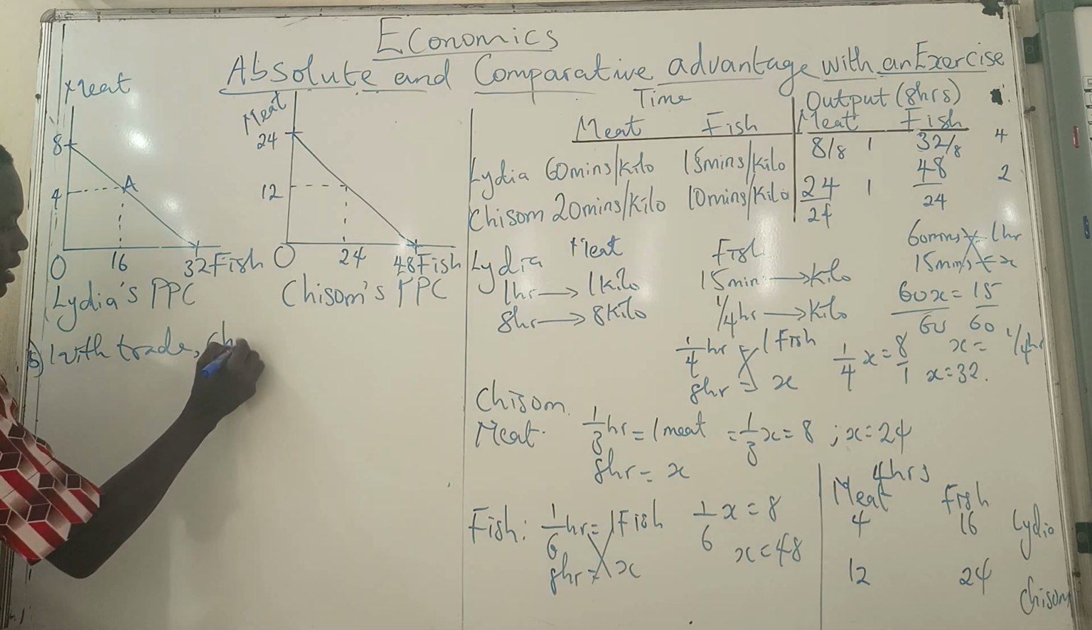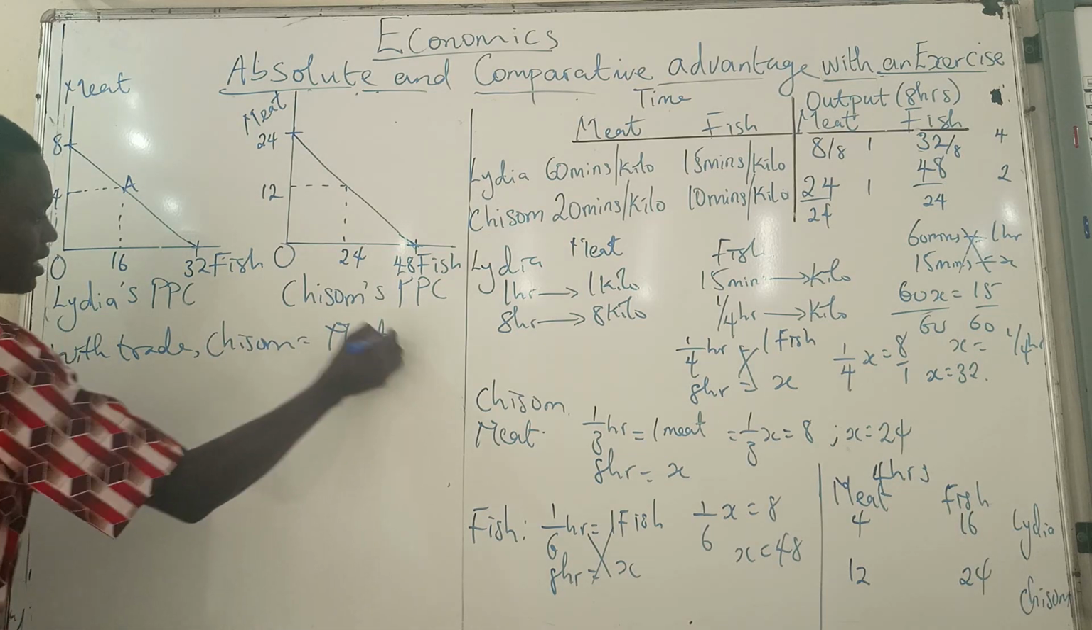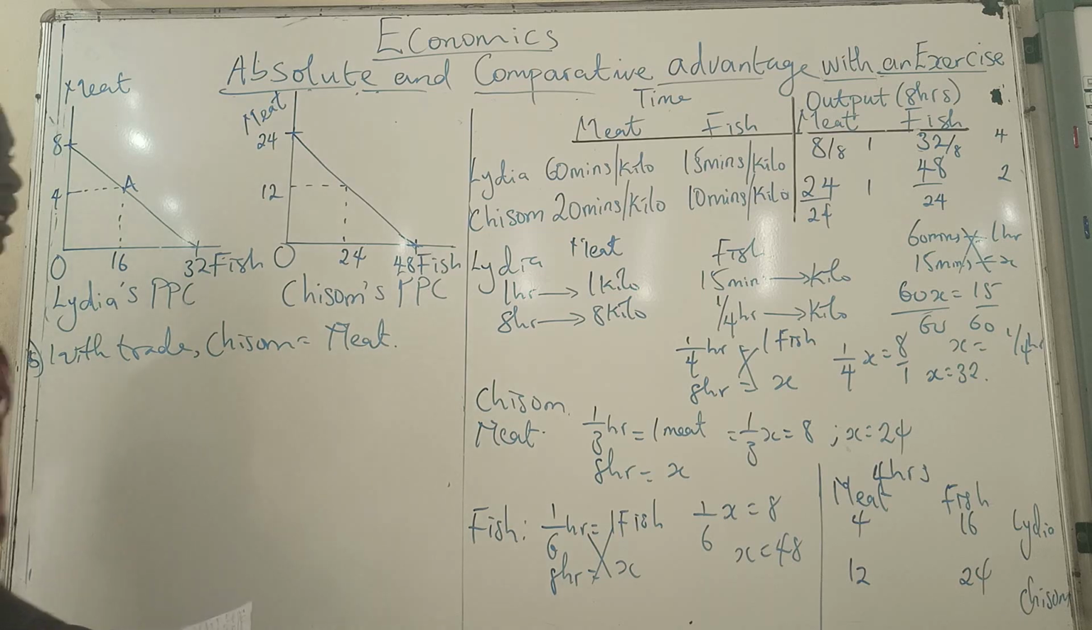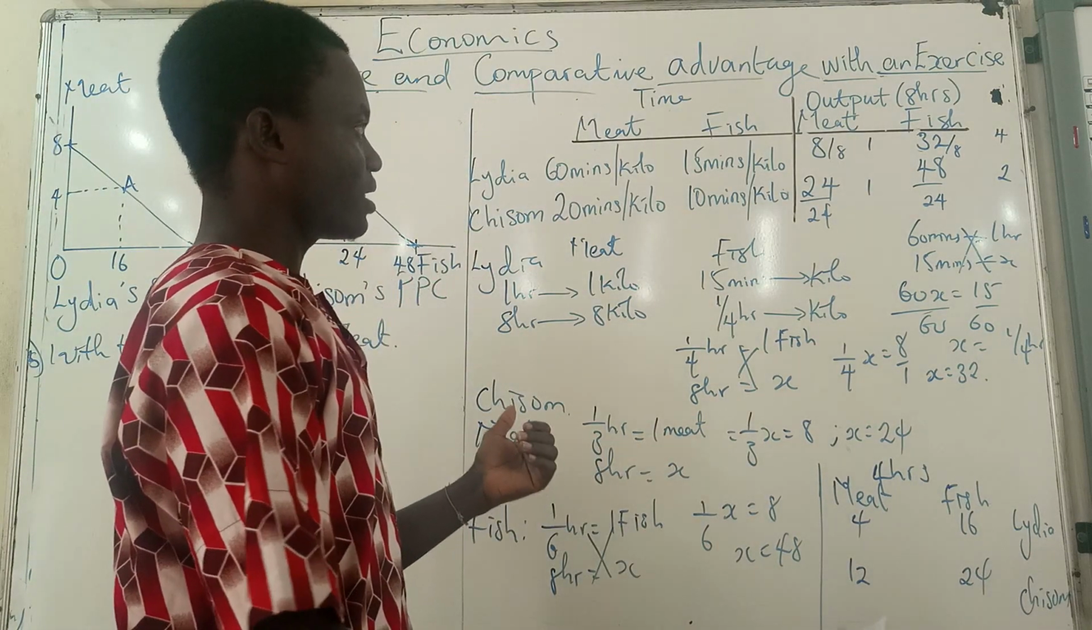So Chisom should specialize in meat. Let me just say Chisom equals meat. I think Chisom must like meat pretty much. Okay, then the other one as well. So let's check the reverse.